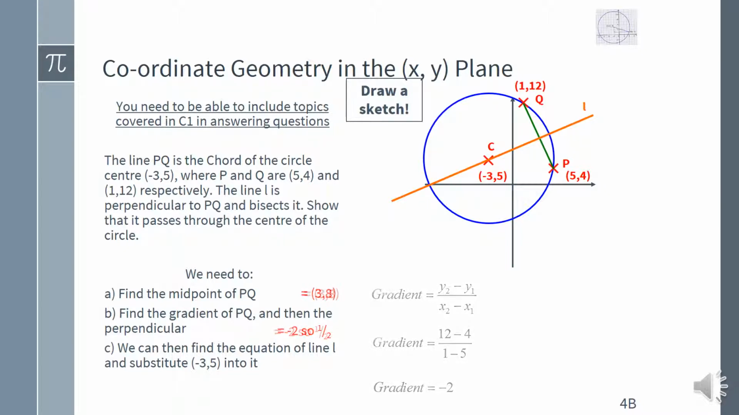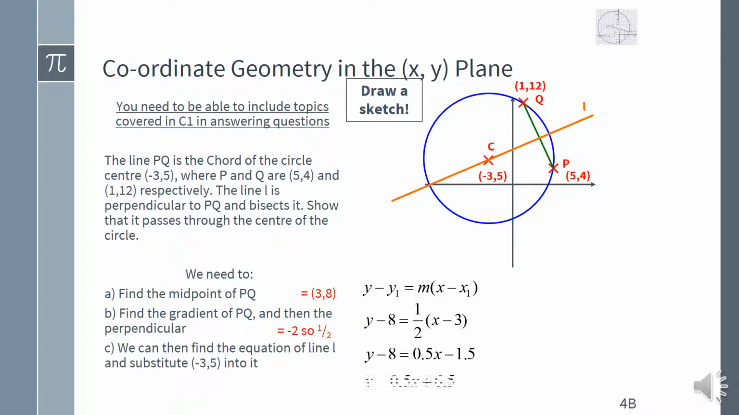So now we can use the y minus y1 is m, x minus x1 formula, substitute in the point and the gradient, and we get y minus 8 is a half x minus 3. So the equation of the line is y equals 0.5x plus 6.5. And then if we substitute minus 3, 5 into that, does it work? Yes, it does. We get 5 on both sides. So therefore we have shown that the perpendicular bisector of a chord passes through the centre of the circle.